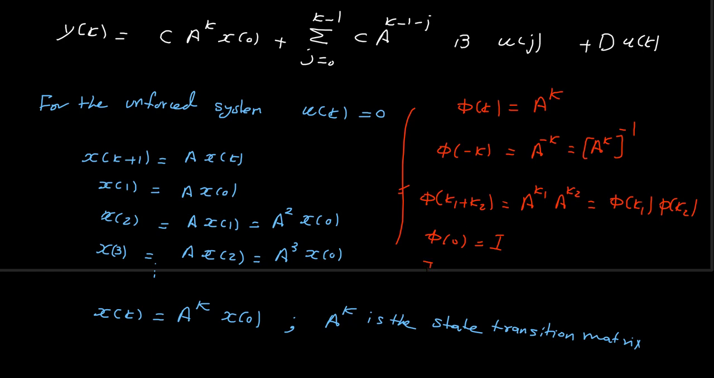And if A is diagonal, then assume A is equal to a, 0, 0, and b, then A to the power k will equal a to the power k here, 0, 0, b to the power k.